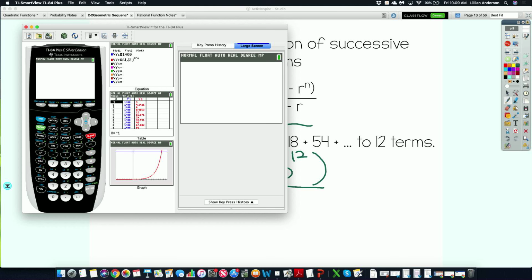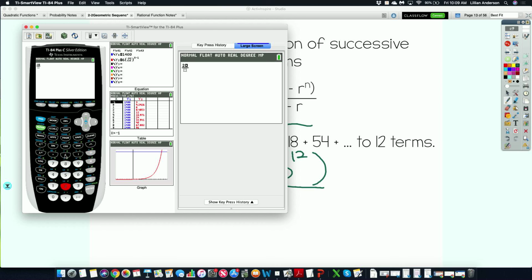Do you guys remember how to do the fraction feature? Did I show you that? It's second alpha. If you press alpha, y equals, and you go to option 1, it makes the fraction for you. Okay, maybe some other calculator things to remember. Alpha y equals option 1.